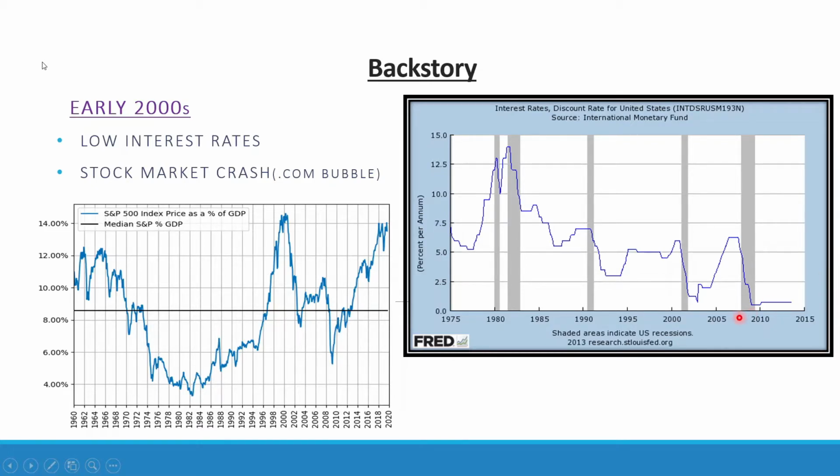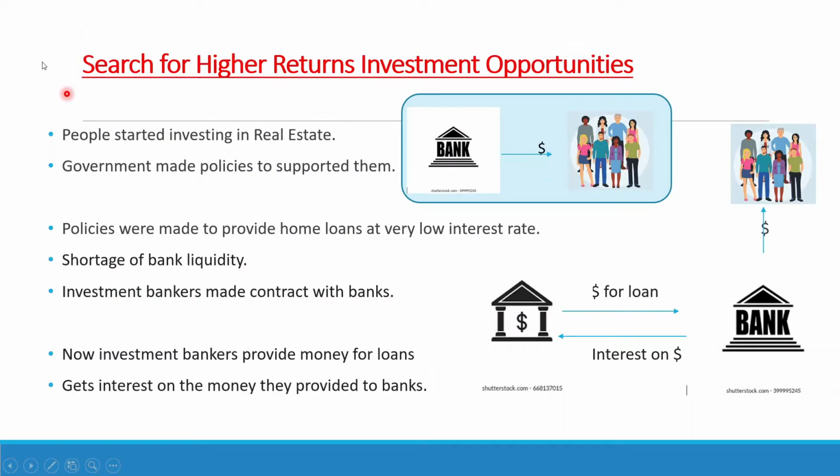That's why people started looking for another domain to invest in, so that they can get good returns. Now moving ahead in this slide, people started searching for higher return investment opportunities, as they were not getting it from the traditional places, that were fixed deposits and the stock market. So people started investing in the real estate business, and the government also made policies to support them. Policies were made to provide home loans at very low interest rates. Banks were asked to provide home loans at very low interest rates to people, so as to maintain the liquidity in the US market.